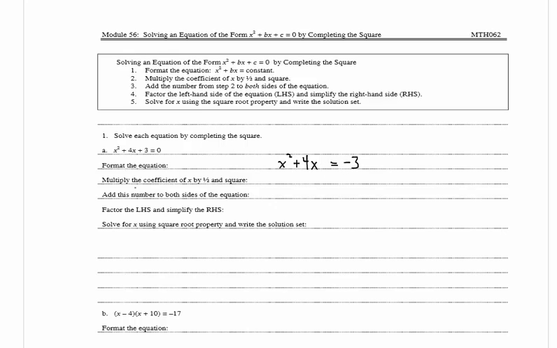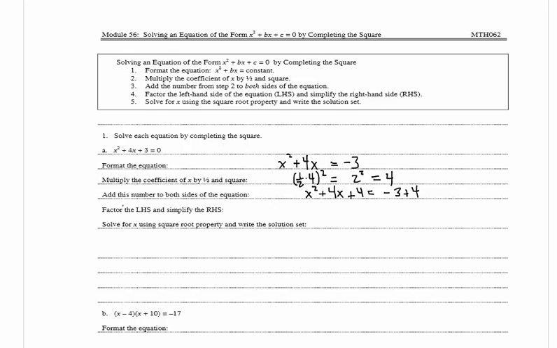And now we're going to multiply the coefficient of x by 1/2 and square it. So we're going to take 1/2 of 4, which is our coefficient in front of x, and we're going to square it, which is equal to 1/2 times 4 is 2, and then squared, and 2 squared is equal to 4. And now we want to add this number to both sides of the equation. So we have x squared plus 4x plus 4 is equal to negative 3 plus 4.